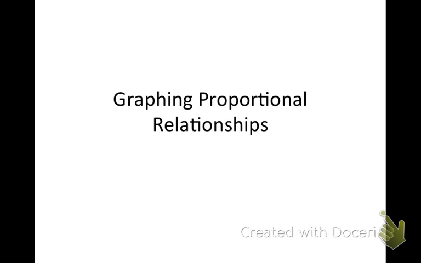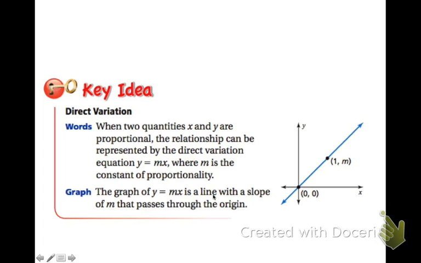Okay, this is lesson 4.3, graphing proportional relationships. And if you recall, this is going to be a lot of review from what you learned in 7th grade regarding the constant of proportionality and the equation for that. So the key idea from your book, this is direct variation.